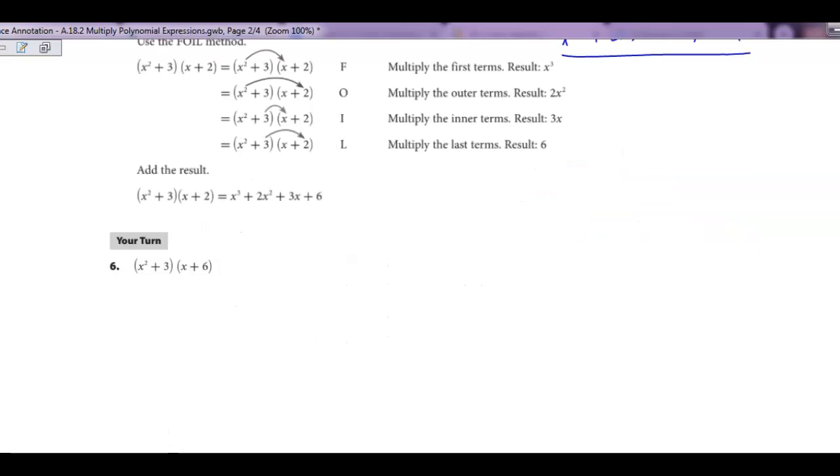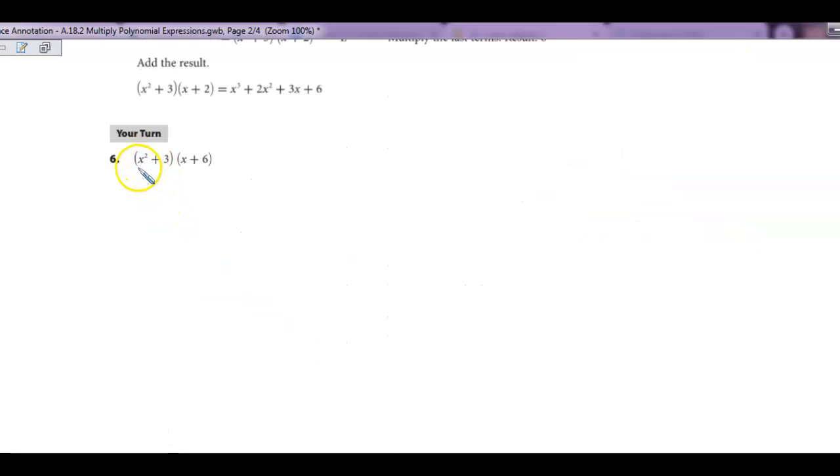Let's try the your turn. We have x squared plus 3 times x plus 6. And so we have x squared times x, and that's x to the third power. And then we're going to do x squared times 6. Then we're going to do 3 times x. And then we're going to do 3 times 6, which is 18. That's all there is to it. The nice part about this is typically it's in standard form, where we have it in decreasing degrees. So we have 3, 2, 1, 0. Okay.